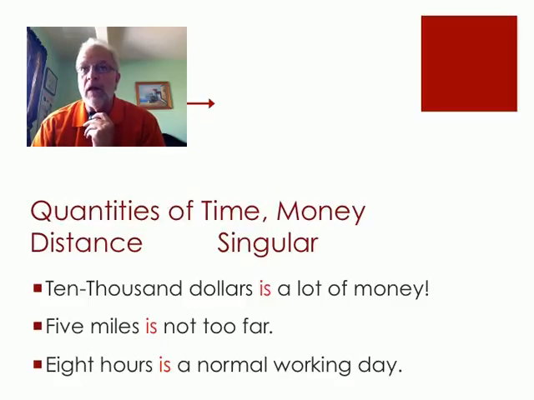So let's talk about the quantities of time, money, and distance. $10,000 is a lot of money. When we have time, money, or distance that is obviously more than one, the rule is that we use a singular verb. Think about that for a minute and come up with other examples in your own mind of how you might use time, distance, or money with a singular verb.